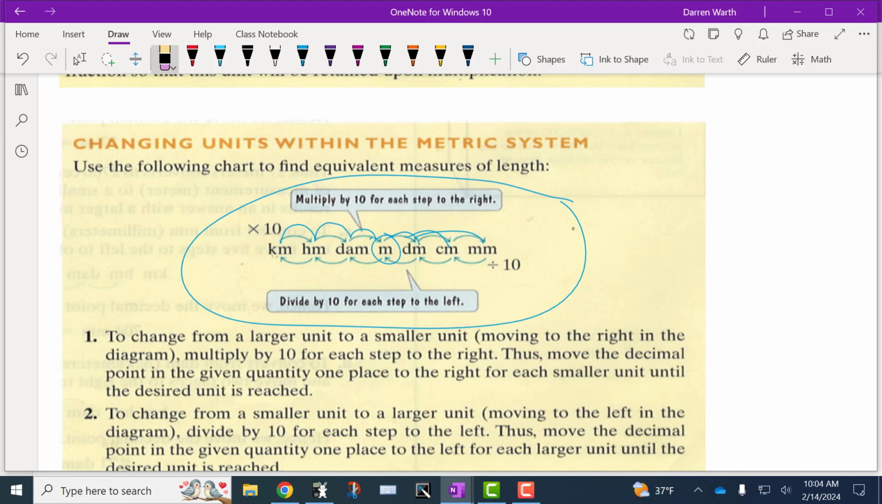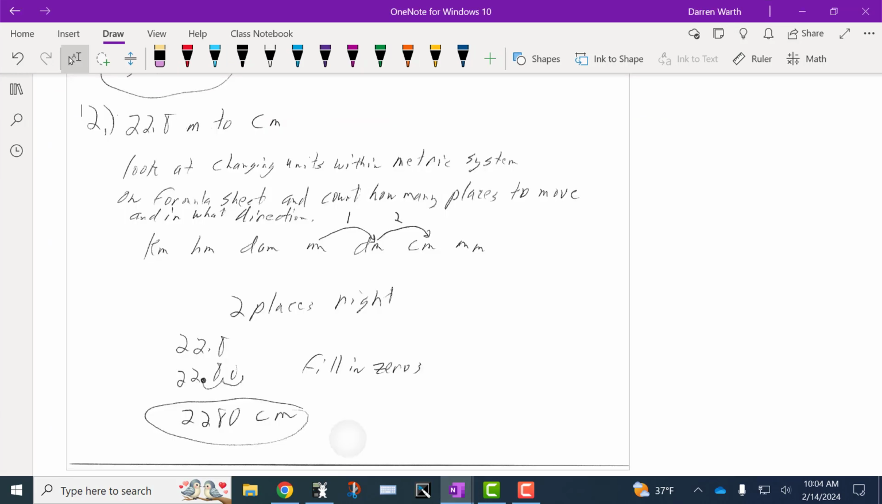So all you have to do when you're working within this system is just go ahead and move between those different units, and you just count how many times you move, and then you just go ahead and move in that direction with the decimal. So let's look at this next example right here. I went ahead and wrote this down. So I wrote down my units that you find on your formula sheet. So we got kilometers, hectometers, decameters, meter, decimeters, centimeters, and millimeters.